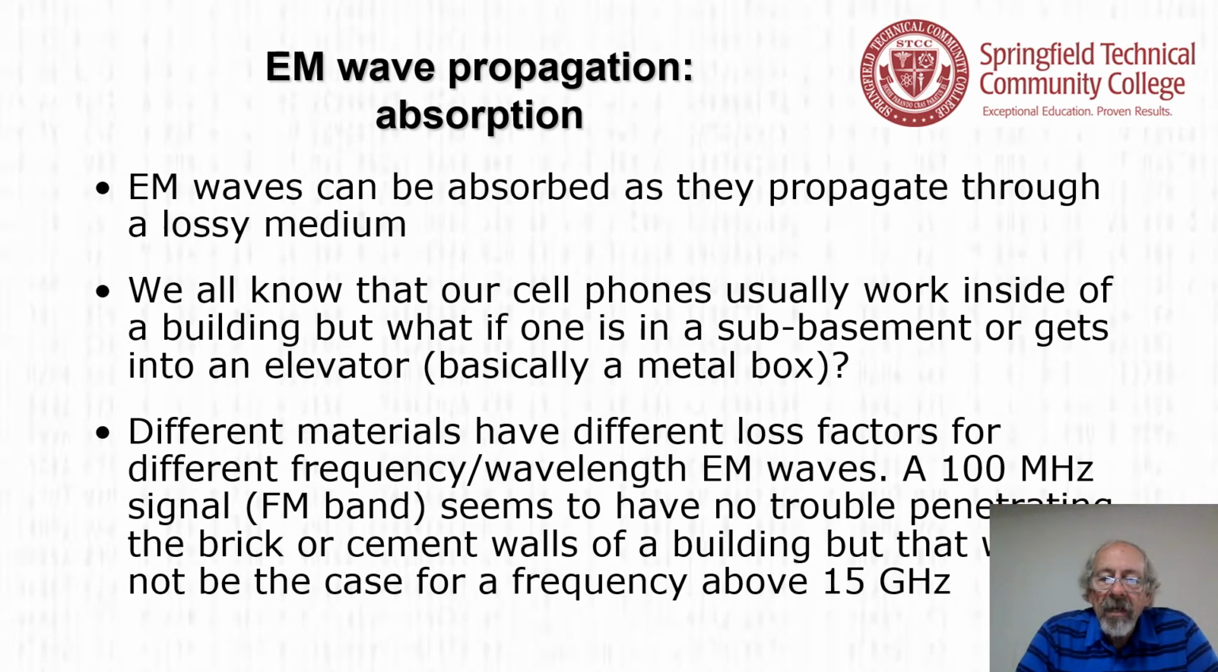Different materials have different loss factors for different frequencies or wavelengths. A 100 megahertz signal in the FM band seems to have no trouble penetrating the brick or cement walls of a building, but that would not be the case for a frequency above 15 gigahertz.